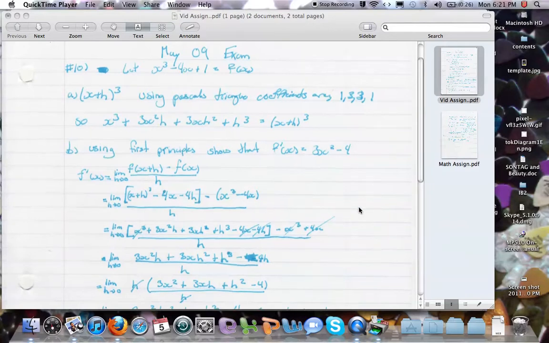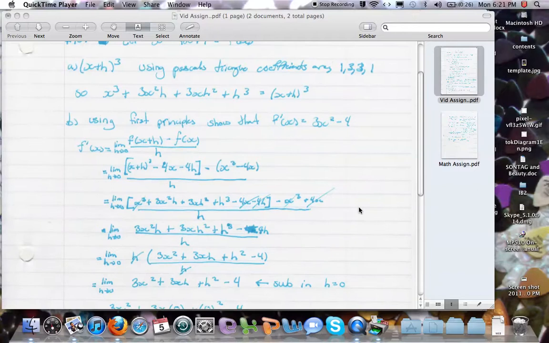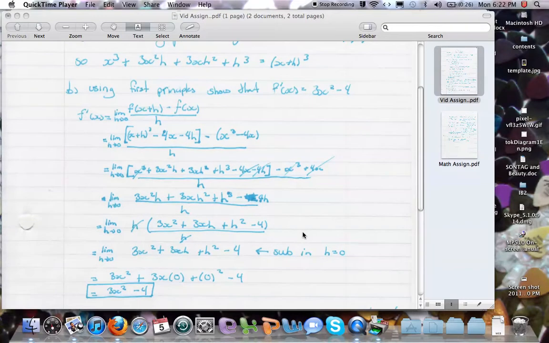Moving on to the next step, you collect like terms on the top of the bracket, and you can see the crossing out that I did. You can cancel out x cubed and negative x cubed, and 4x and negative 4x. So you're left with 3x squared h plus 3x h squared plus h cubed minus 4h, all over h, of course. And that's what you see there. What you can do next is factor out the h, because the goal of the whole first principles method is to get rid of the h in the denominator so that you can plug in h equal to 0.